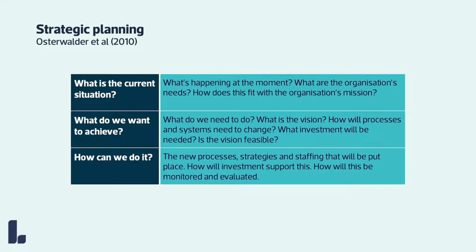Are we still doing what we set out to do? What we set out to do, is that the right thing for today's environment? So what do we want to achieve? How will we need to change the way we operate in order to be the sort of organisation we want to be? How much is that going to cost? And all the time that sense checking. Is it feasible? Is it realistic, what we're trying to do? And then the how. What sort of processes will we need, further plans, and what sort of people are we going to need in order to be able to make all this happen?